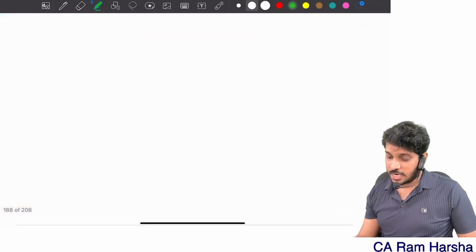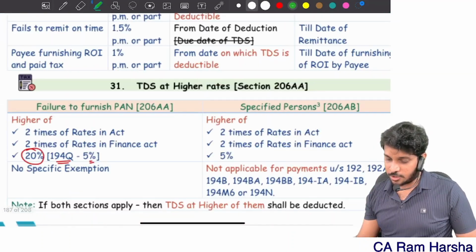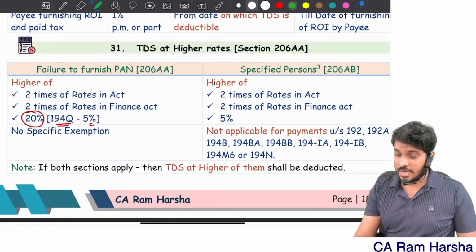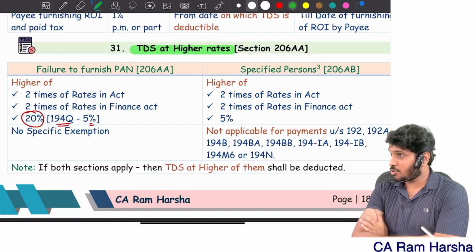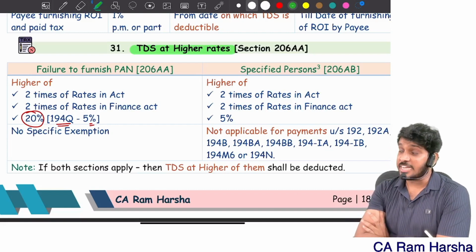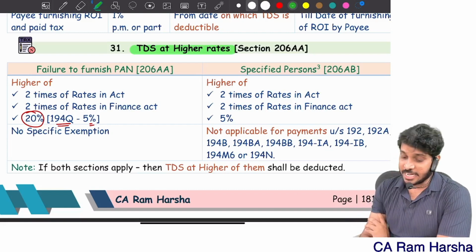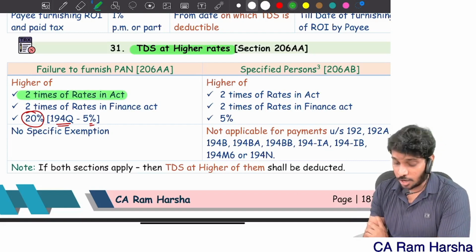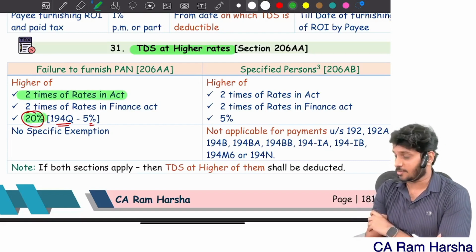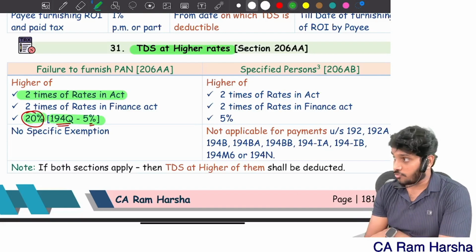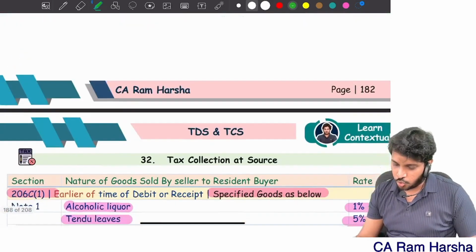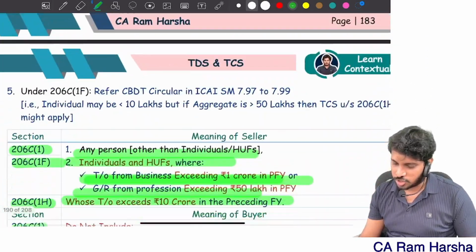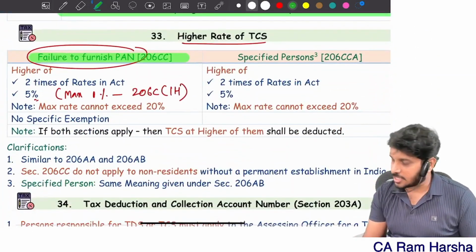Now there are some administrative provisions. What are administrative provisions? Important provisions I will discuss. In TDS, the payer has to deduct while the amount is paid to the payee. Suppose the payee does not give a PAN number, then TDS will be deducted at 2 times the section rate or 20%, whichever is higher. And for 194Q, for goods purchase related, 5% maximum. Yes or no? Same way in 206CC also, same logic, which is applicable for the seller in TCS.